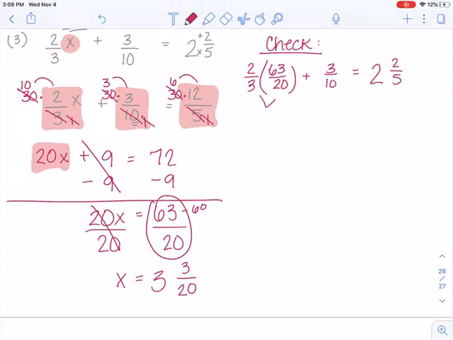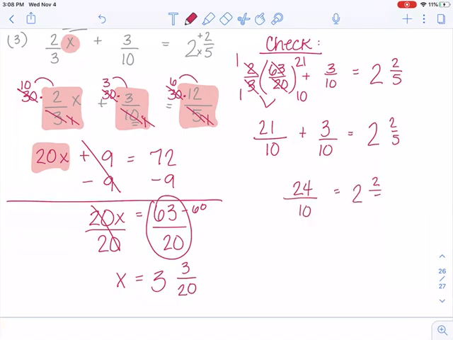So now we're going to multiply these first two. 2 and 20 can reduce to 1 and 10. And then 3 and 63 can go to 1 and 21. So now this goes away and we have 21 over 10 plus 3 over 10 is equal to 2 2/5. All right, so 21 plus 3 is going to be 24 over 10 is equal to 2 2/5.